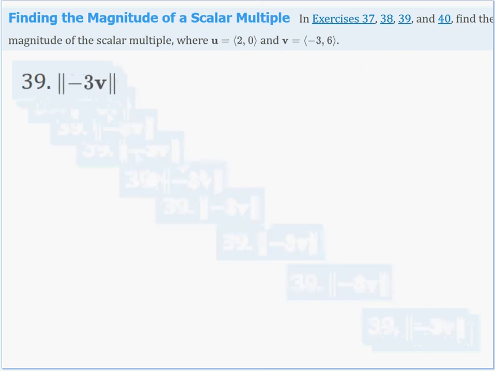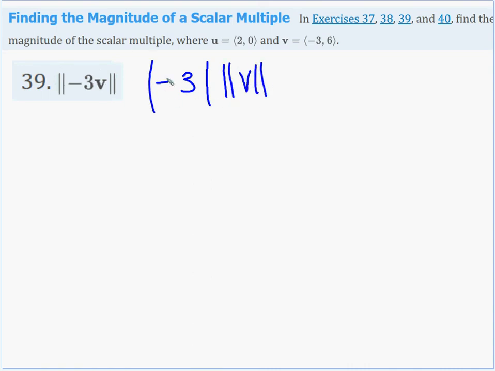Now here, negative 3 times vector v, and that is the magnitude, so we can use that shortcut again. We can bring out that constant, the negative 3. Now the bars are required. We're going to drop the bars when we drop this negative, so this becomes 3 times the magnitude of v.